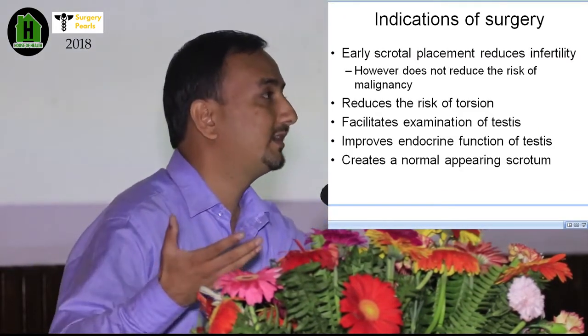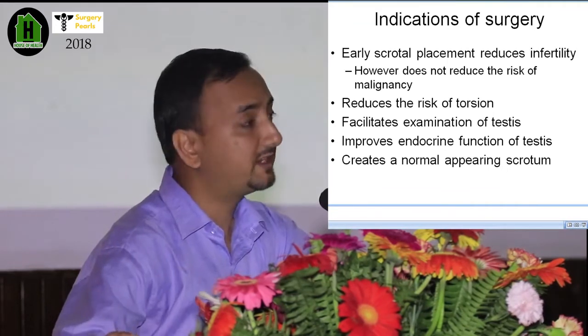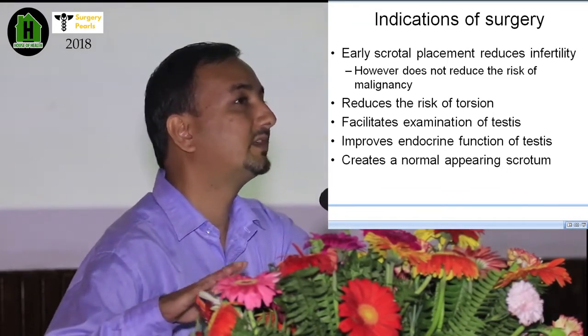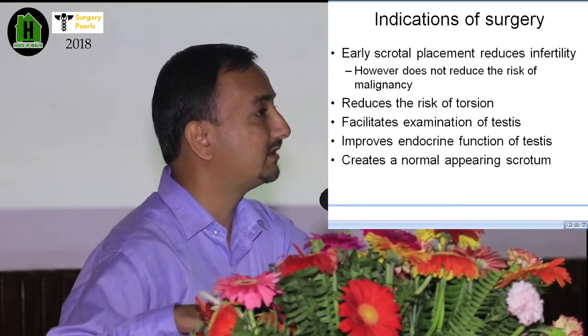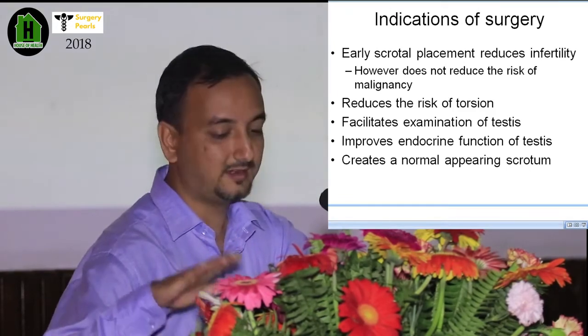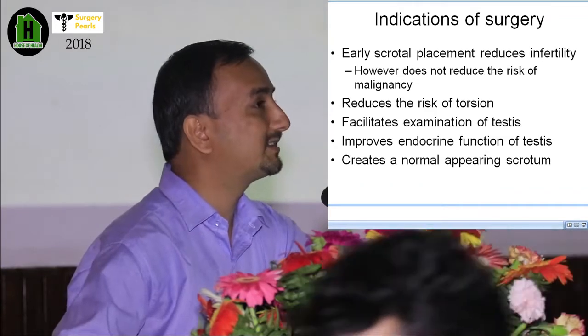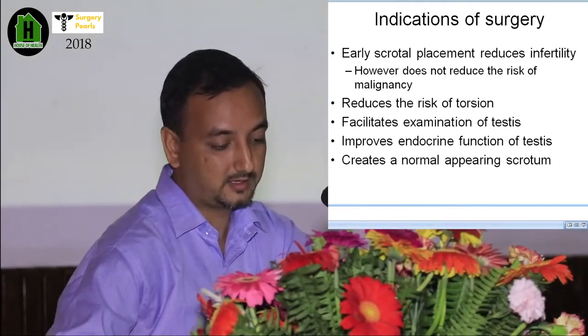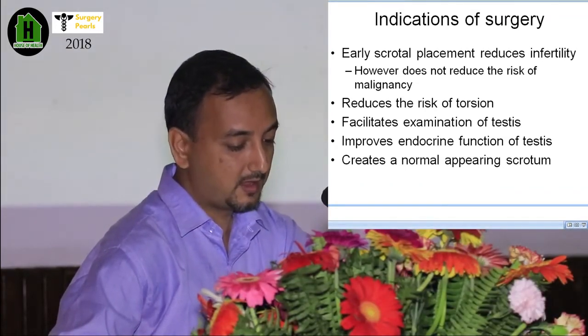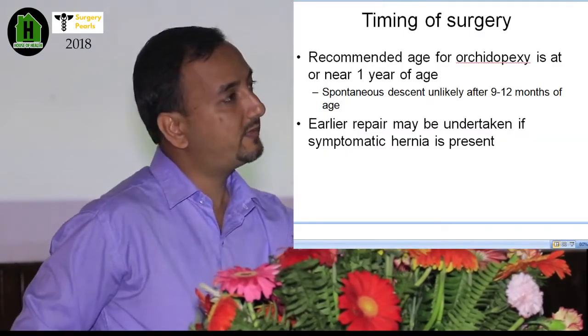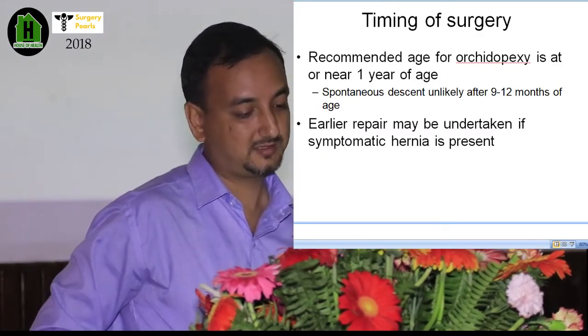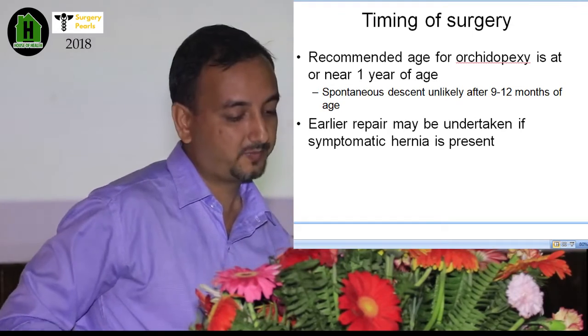The number 1 indication is that early scrotal placement reduces infertility, but it does not reduce the risk of malignancy. It reduces the risk of torsion. It facilitates the examination of the testis. That is why it needs to be put into the scrotum. It improves the endocrine function of the testis, and it creates a normal looking scrotum. So the timing of surgery: the recommended age for orchidopexy is at or near 1 year of age.